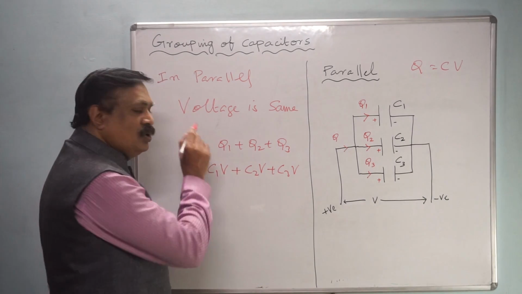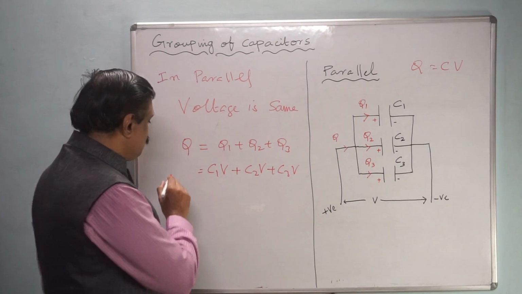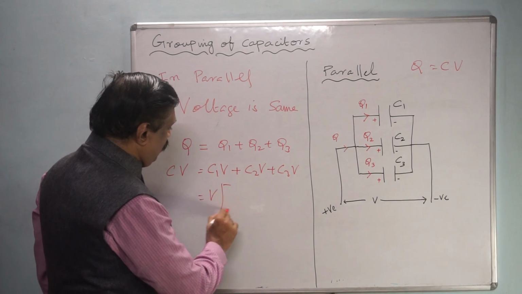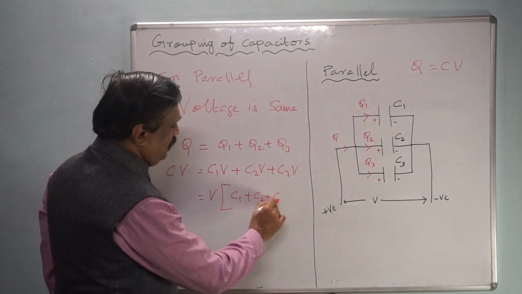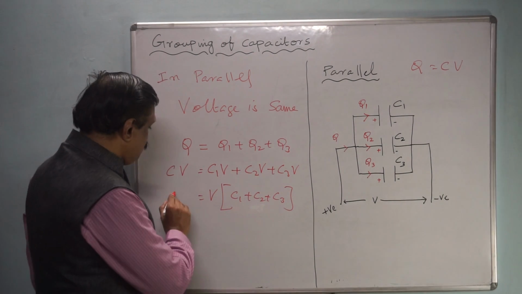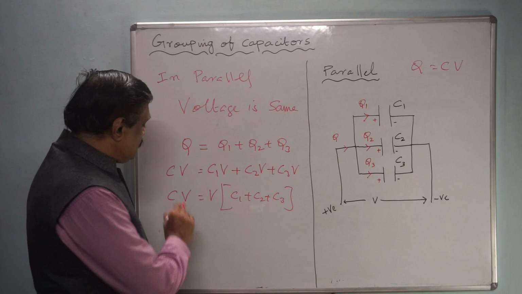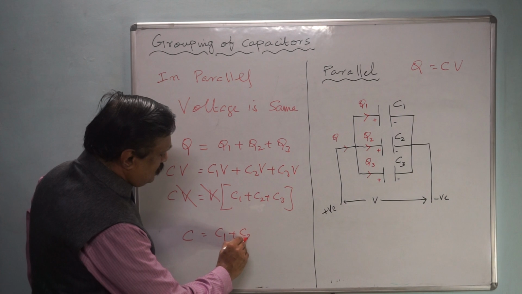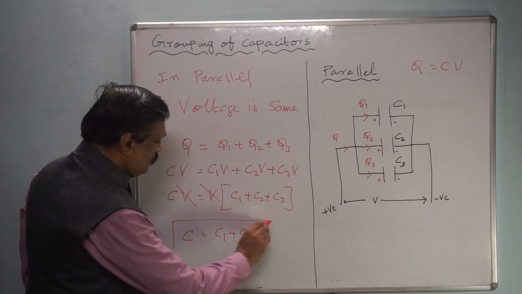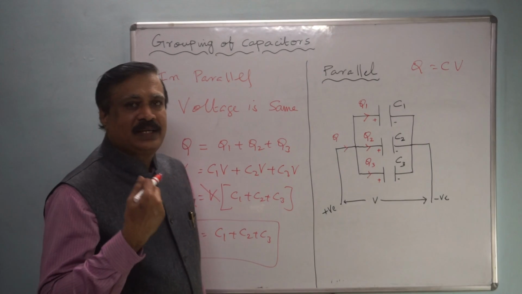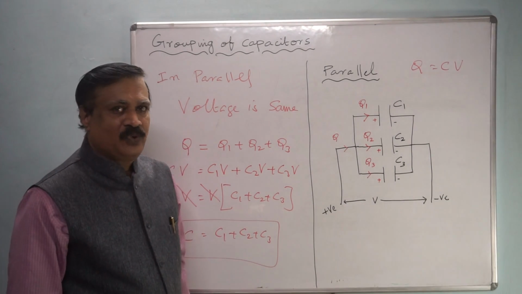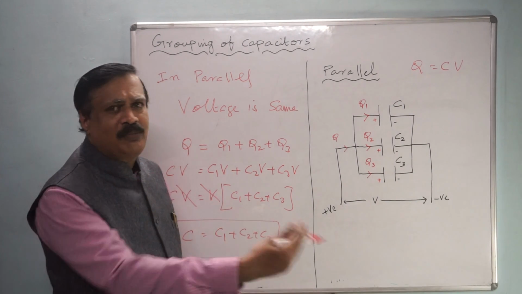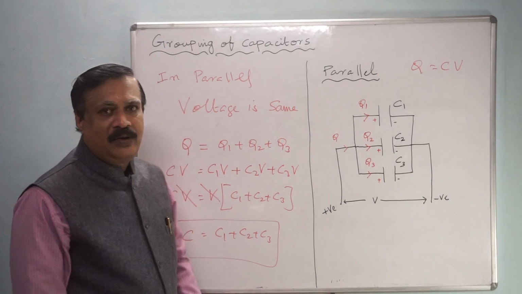And for this Q, that is the net effect, total capacitance. Therefore, this is CV. Now you can take common. If you take common, C1 plus C2 plus C3, which is equal to CV. Now you cancel the voltage, then C will be C1 plus C2 plus C3. That means we just take a sum of all the capacitors' values. If it is 3 farad and this is 2 farad, this is 5 farad, you have to sum all the values. This is the parallel combination.